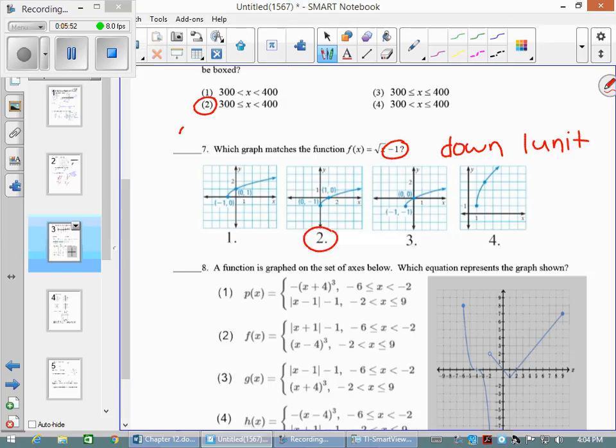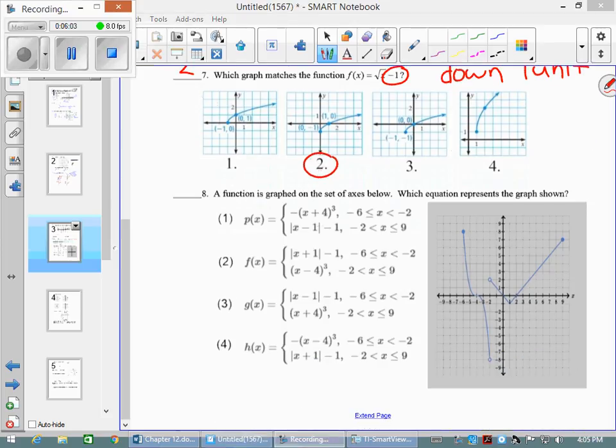And if you forget what kind of shift that would be, you can also check your calculator and make sure that that function matches this graph. So for number 8, a function is graphed on a set of axes below. Which equation represents the graph shown?